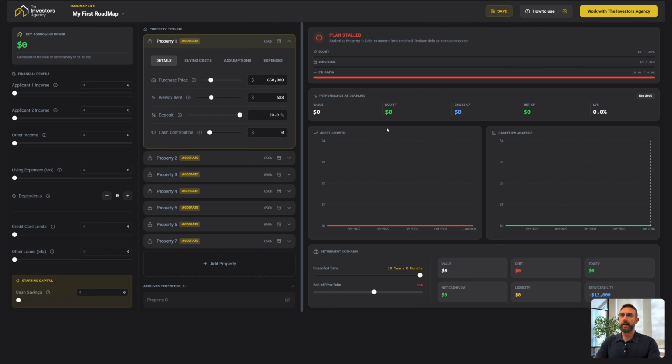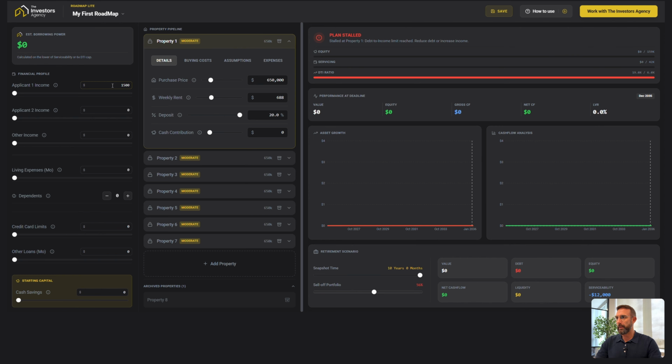And on the right-hand side here, we have our portfolio performance and our retirement scenario. Now, these sections show us exactly what we can expect to make at the end of our investment journey, and also how much cash flow we could expect to retire with if that's our goal. If our goal is to create a bigger deposit to purchase our home, then we can also simulate that into the model.